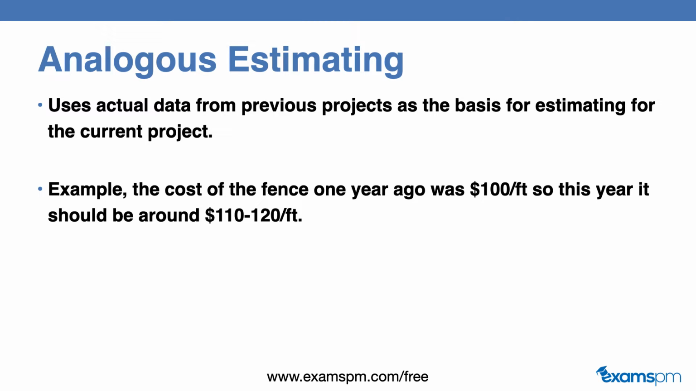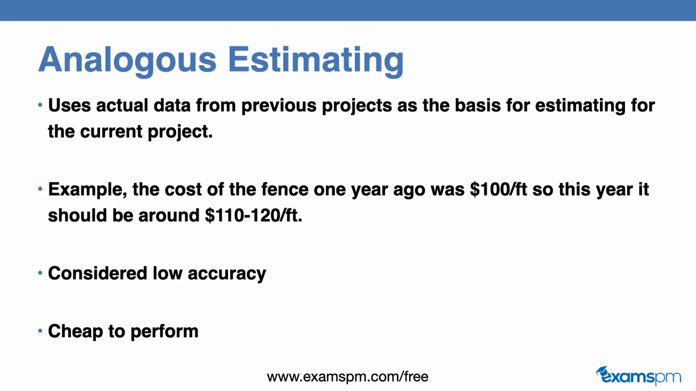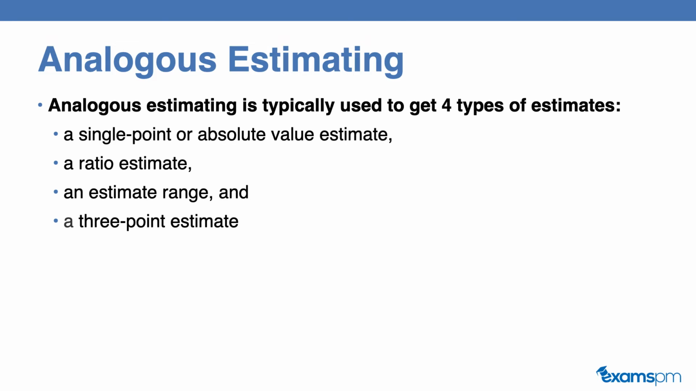Now, using analogous estimation, you're relying on previous projects as your only source of information. So it is usually considered a pretty low accuracy. When you're doing analogous estimation, there are many variables that you can take into consideration, including scope, cost, budget, or duration. Now, the reason that people use analogous estimation is because it is very cheap and easy to perform. However, the trade-off is that it's less accurate as well.